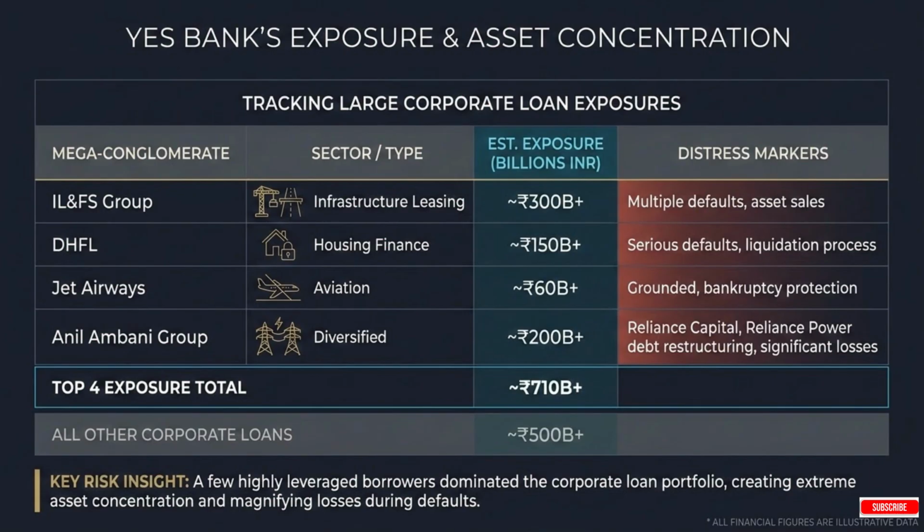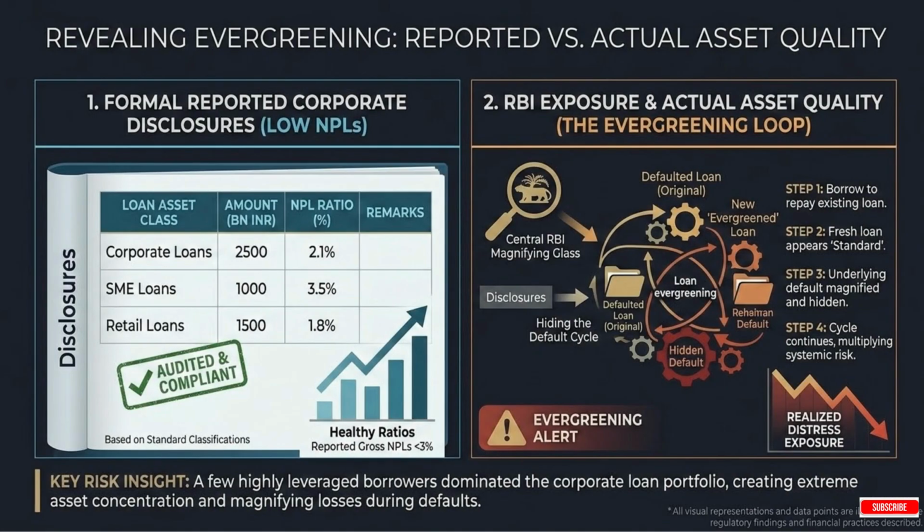The bank had over 710 billion Indian rupees exposed to its top four mega conglomerate borrowers, many of whom were already showing distress markers and were in the process of liquidation or default. Yes Bank masked its true asset quality through "loan evergreening." While formal disclosures reported low non-performing loans, the bank was granting new loans to repay existing defaulted ones. This systemic loop perpetuated the hidden default cycle and magnified the realized distress exposure.